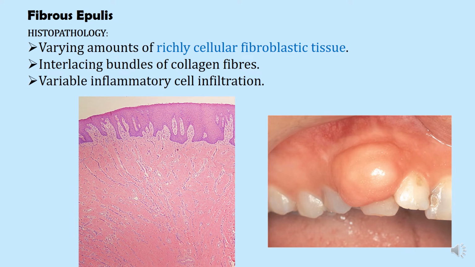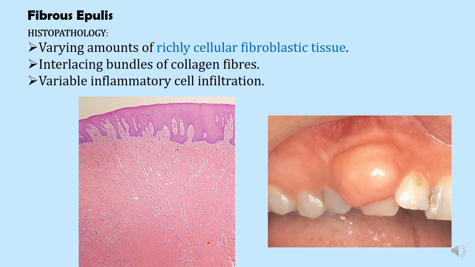So fibrous epulis, as I've said, the term itself tells us epulis means it's on the gingiva, and fibrous means there's a lot of fibrous tissue. So histopathology, if you're going to excise this entire lesion, what are you going to see? You're going to see an overlying parakeratinized epithelium, because that's the normal epithelium of the gingiva, varying amounts of richly cellular fibroblastic tissue, interlacing bundles of collagen fibers, and variable inflammatory cells.